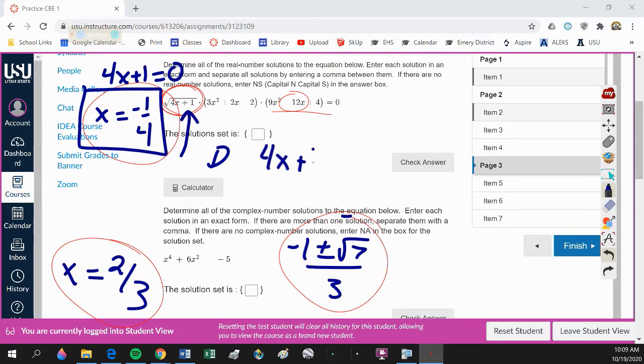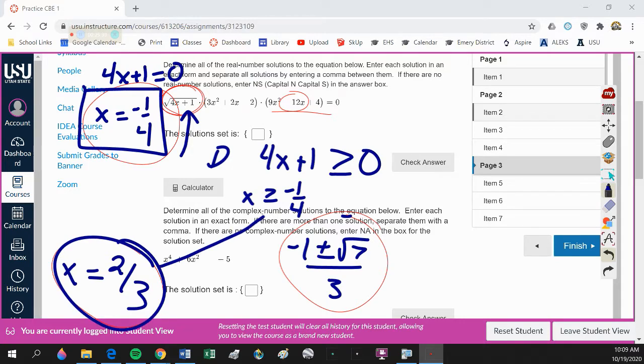4x plus 1 must be greater than or equal to 0. So I subtract 1 and divide by 4, and I get x is greater than or equal to negative 1/4. Does this satisfy that? Yes. So 2/3 is a valid solution. Does this satisfy that?